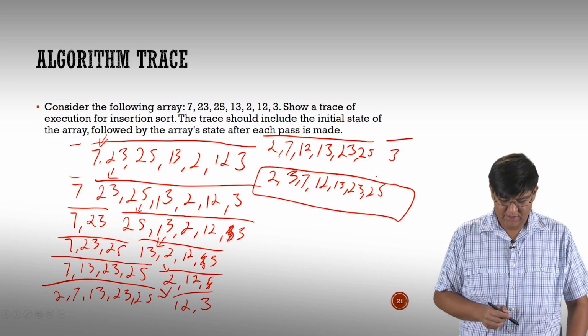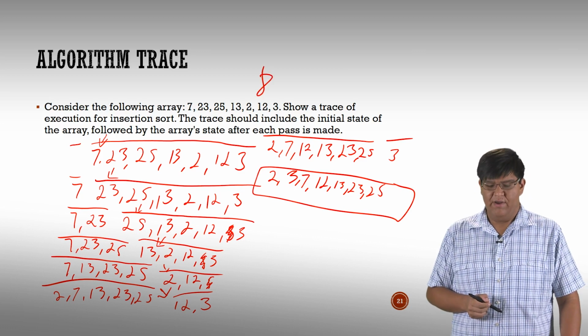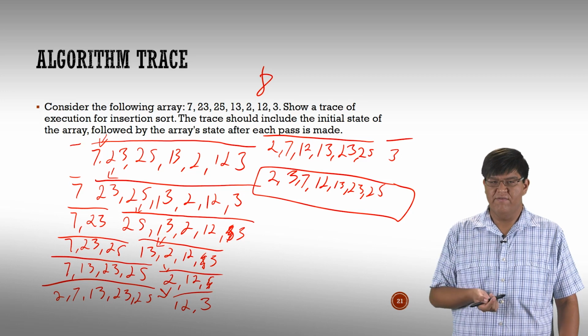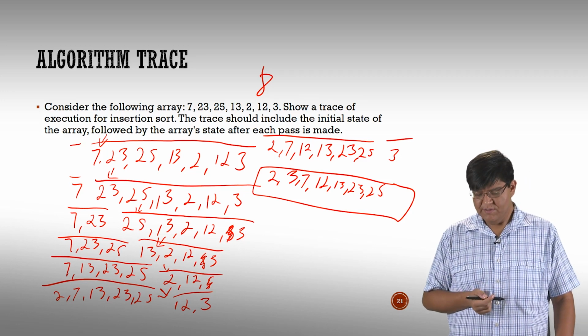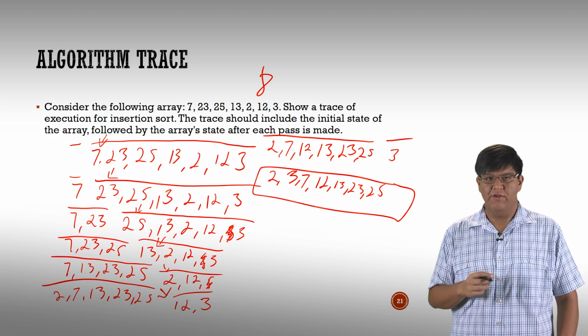So in this case, I need to do 1, 2, 3, 4, 5, 6, 7, 8. Basically 8 different traces, because I'm starting with unsorted, and I have to do 7 different moves to move everything to where it actually belongs. So there you go. That's an example of simulating the insertion sort algorithm on an input.